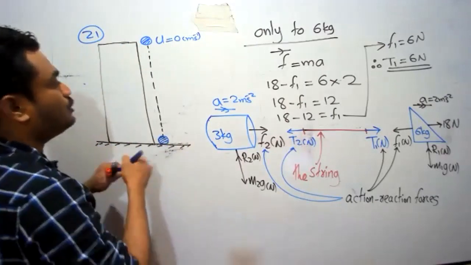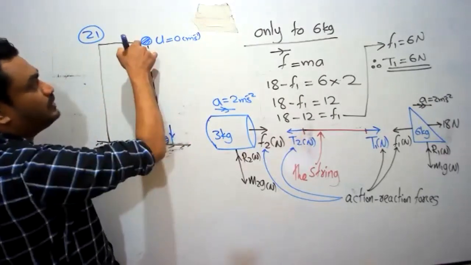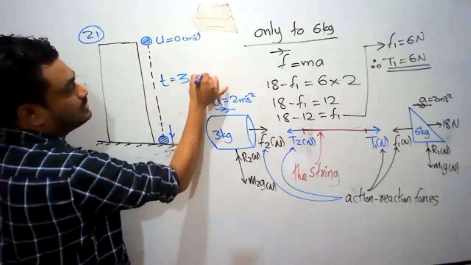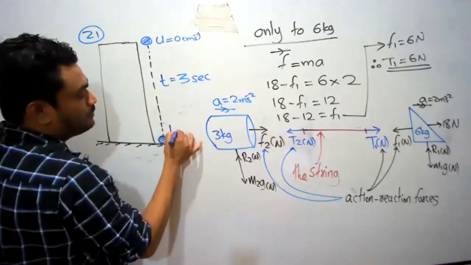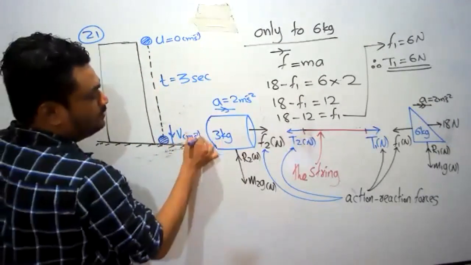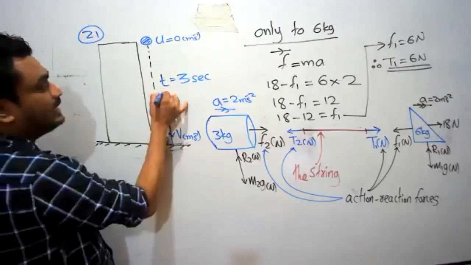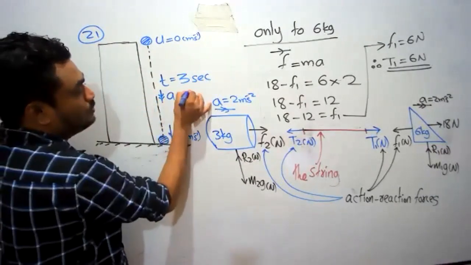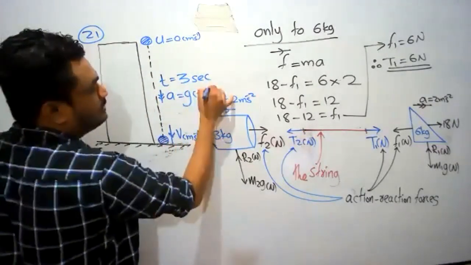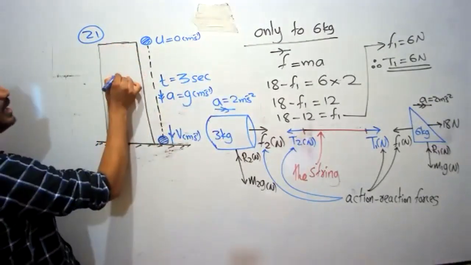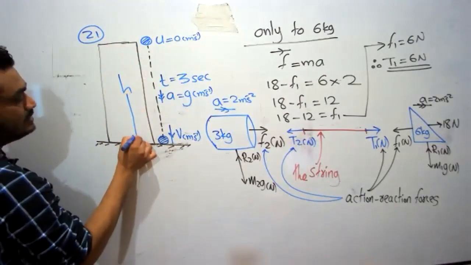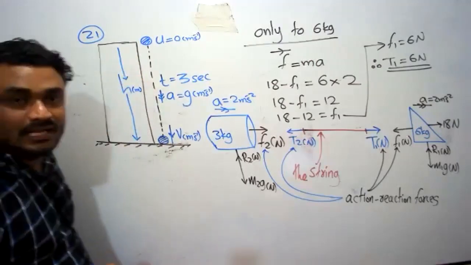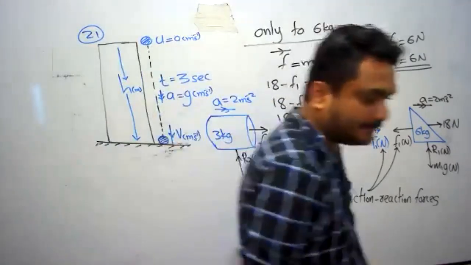The time taken for the object to travel from the top of the building to the bottom is given as 3 seconds. The velocity of the object when it hits the ground is v meters per second. We know that when an object falls freely under gravity, the acceleration is g. Let me mark the height of the building as h meters. Draw this figure here, quickly.